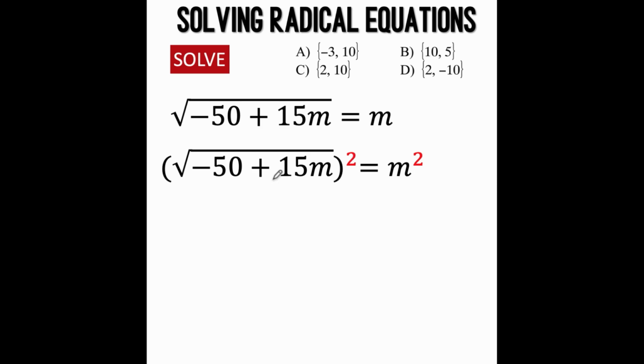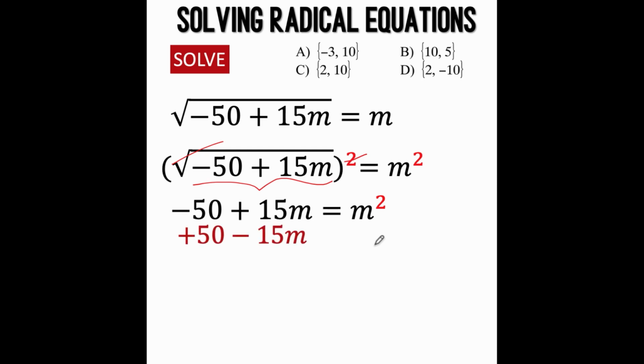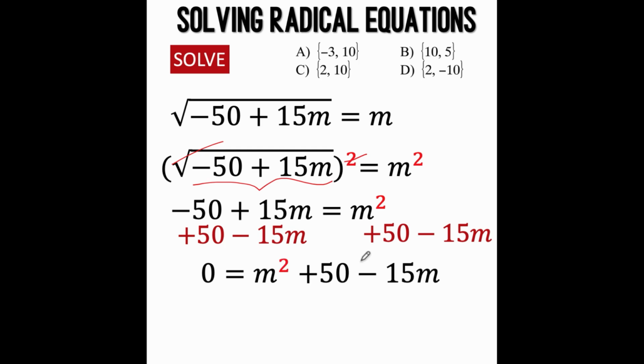And so by raising both sides of this equation to the second, we canceled out this square root. What's left would be this radicand, negative 50 plus 15m, and we just copy the right side. So the resulting equation now is quadratic, so let's gather all the terms at the right side by adding 50 minus 15m to both sides of the equation. Here, the left side becomes 0, and the right side becomes m squared plus 50 minus 15m.